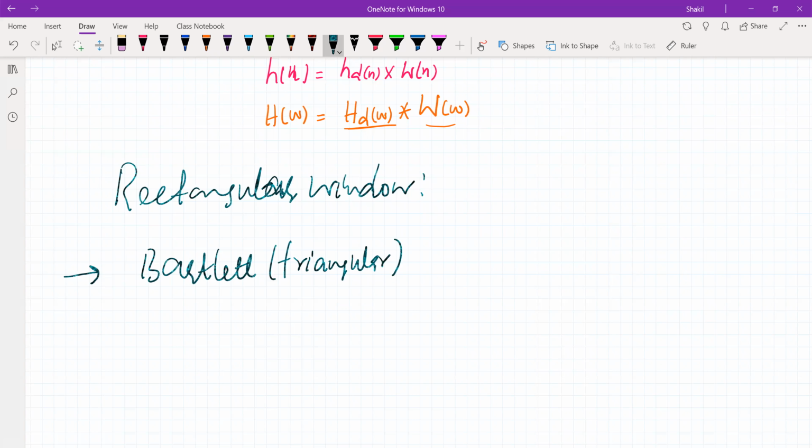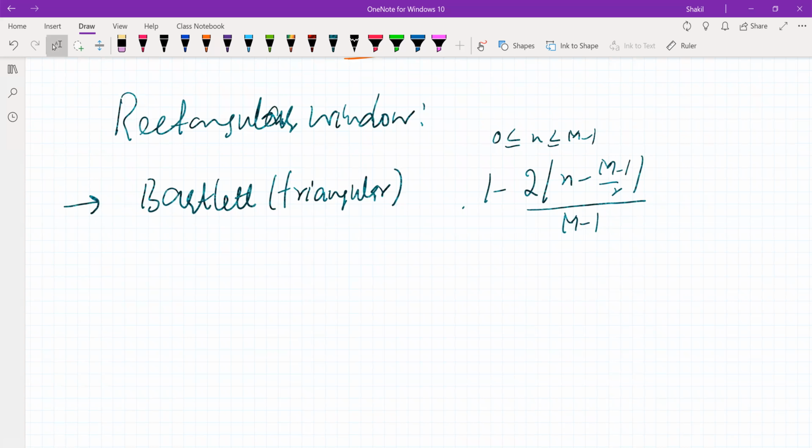Here the window w of n is of size N, and I am assuming n takes values from 0 to N minus 1. Then the Bartlett window is 1 minus 2 times the magnitude of n minus (N minus 1)/2, divided by N minus 1. So this is our w of n. When you multiply hd of n with this window, you will get h of n.